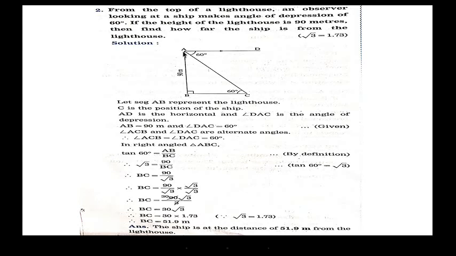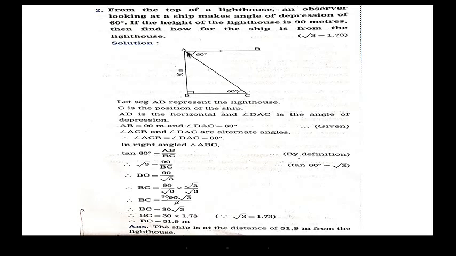So the observer is standing on top of the lighthouse. That means he is standing at the point A. So when the observer looks down, he makes an angle of 60 degrees. So here you have to construct the horizontal line. The horizontal line will be drawn from A to D. So this angle DAC, this is 60 degrees, which the observer makes with the horizontal line.